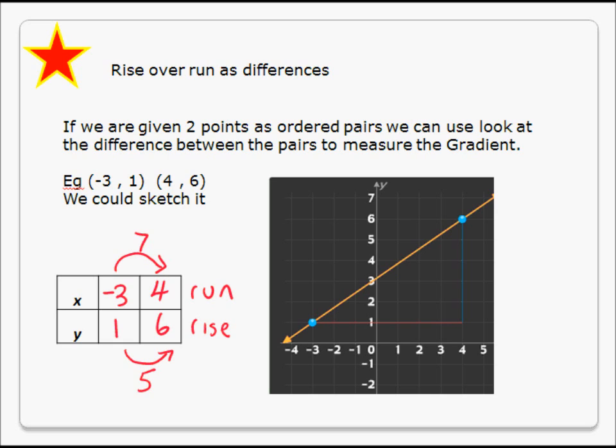Now the difference here is the rise is the y coordinates, so that's going to be 5, and my run, which is the x coordinates across the x-axis, is a 7. So the gradient here is 5/7. So let's look at doing one from scratch. Let's just pick 2 points. Let's take -2, 0, and 4, 6.